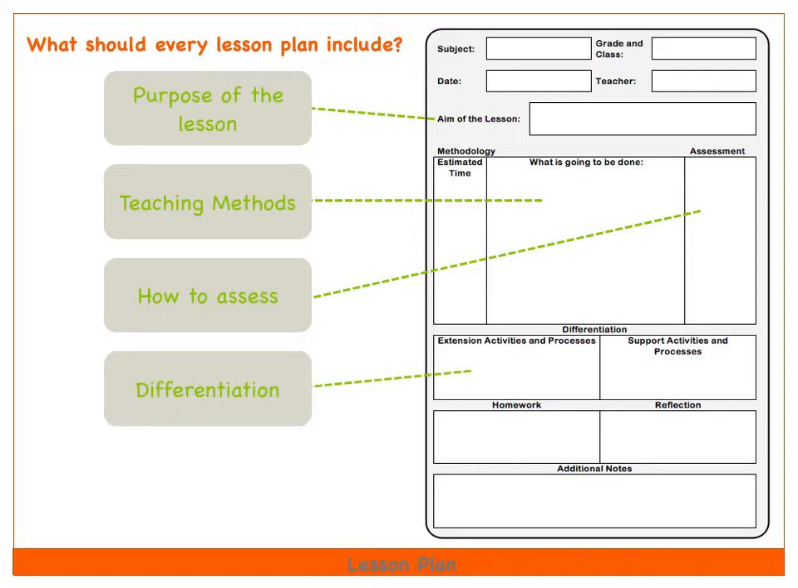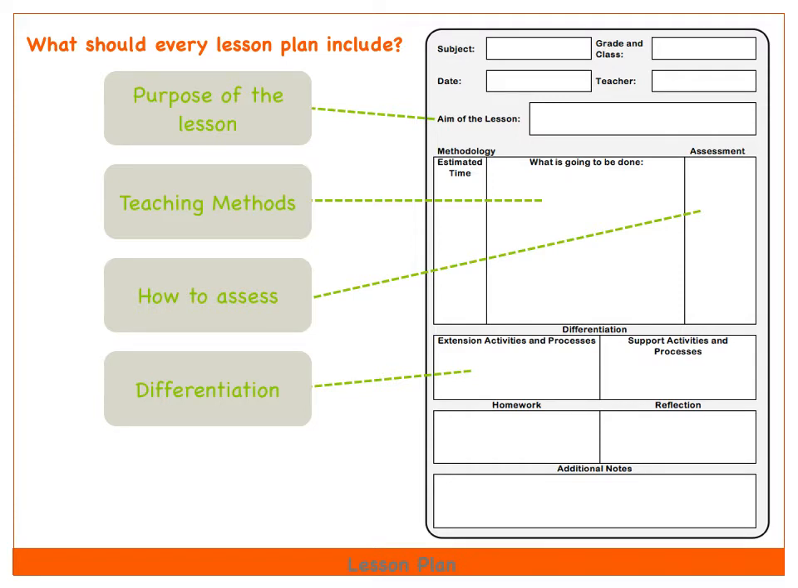Now, differentiation. In every class there's going to be a couple of learners that grasp the concepts and skills quicker than others. These learners need to be kept busy so they don't disturb the others and become a behavioral problem. And you, of course, don't want them to lose interest and become bored. These extension activities or processes need to be determined before the time.